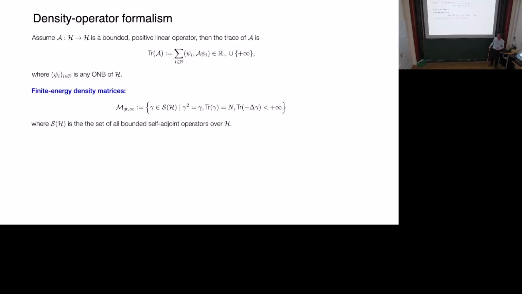Okay. Since we have kinetic energy, we need also this condition. So these are the so-called finite energy density matrices. You see here GR stands for Grassmann. So this is a bounded self-adjoint operator on H, but we have idempotency. That means its eigenvalues are either 1 or 0. So it's a projector. Its trace is equal to n. That means it projects on an n-dimensional subspace, and it has finite kinetic energy.